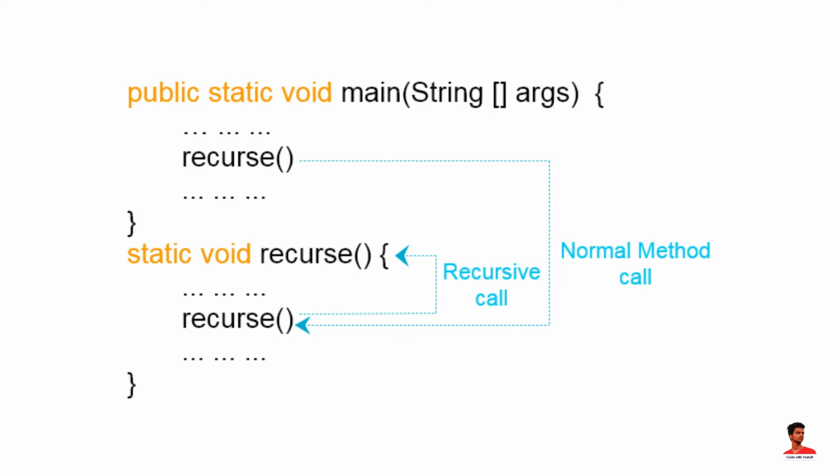In this example, we have called the recurse method from inside the main method, and inside the recurse method, we are again calling the same recurse method. This is a recursive call.